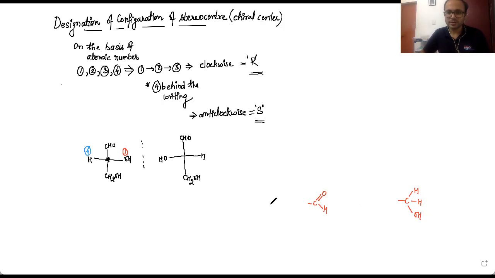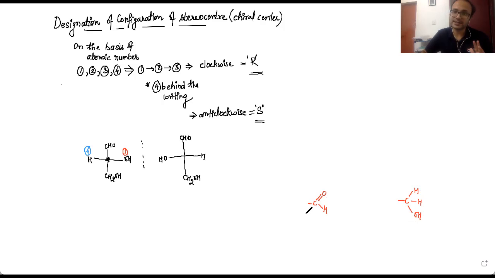Okay, so whenever you find that the chiral center is attached to the same atom, then the priority is decided on the basis of the next atom attached. In both cases it is carbon, so we'll move to the next atom. Let us first look into the CH2OH. The next atoms are two hydrogens and one oxygen. Here, we have one hydrogen and one doubly bonded oxygen. So we cannot clearly know which has the higher priority.